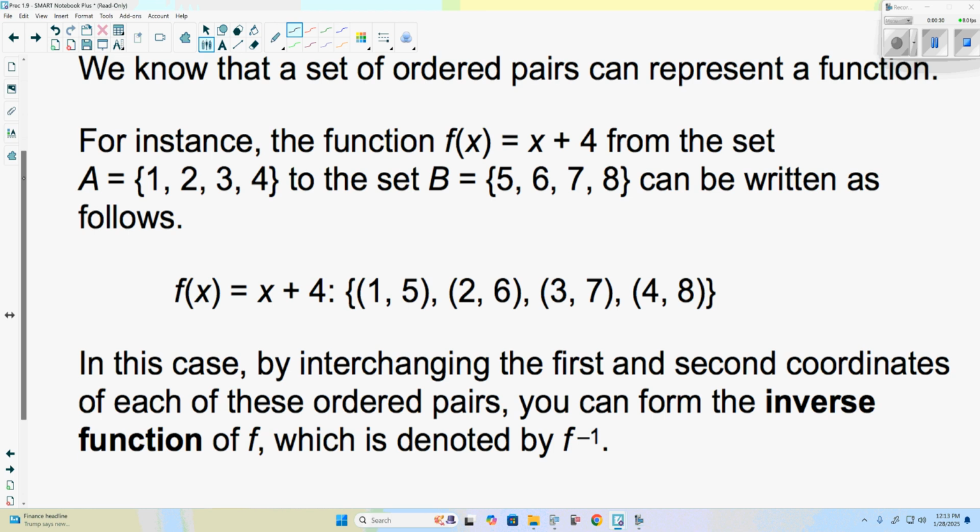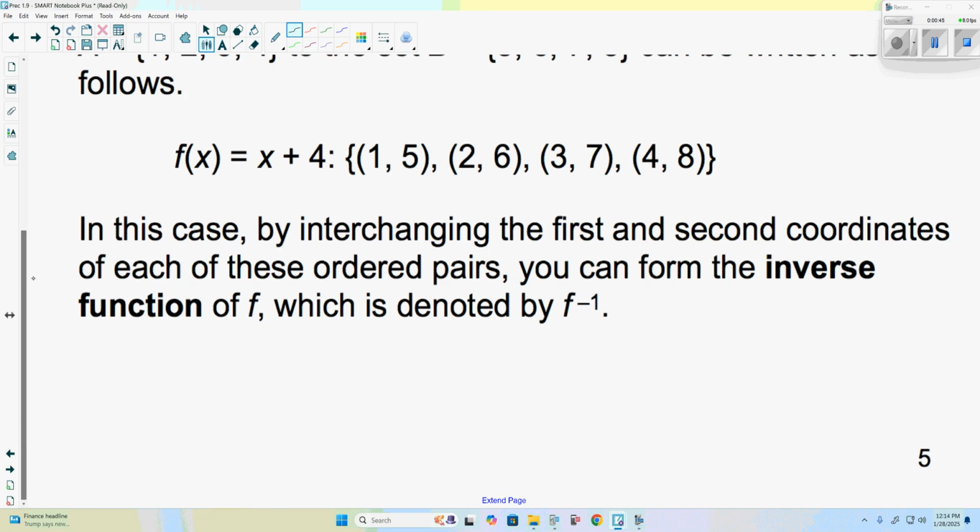So we know that ordered pairs can represent a function. For instance, the function f of x equals x plus 4 from the set 1, 2, 3, 4 to the set 5, 6, 7, 8. So for us here, when we plug 1 in for x, we get a y value of 5. We plug 2 in for x, we get a y value of 6, 3, 7, 4, 8.